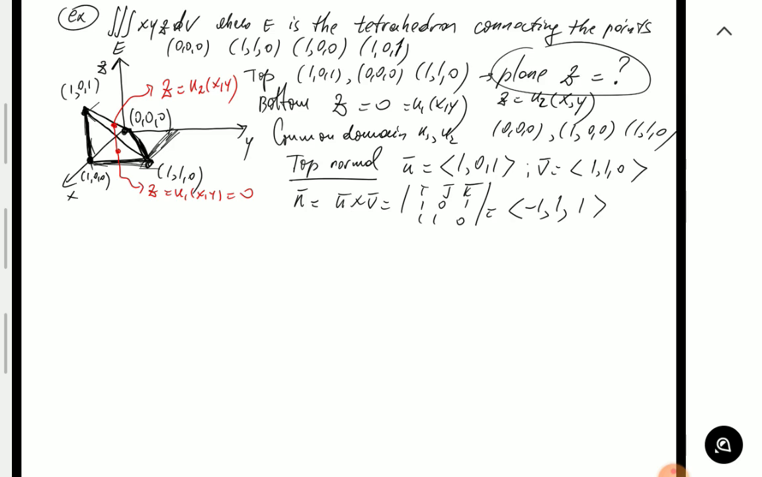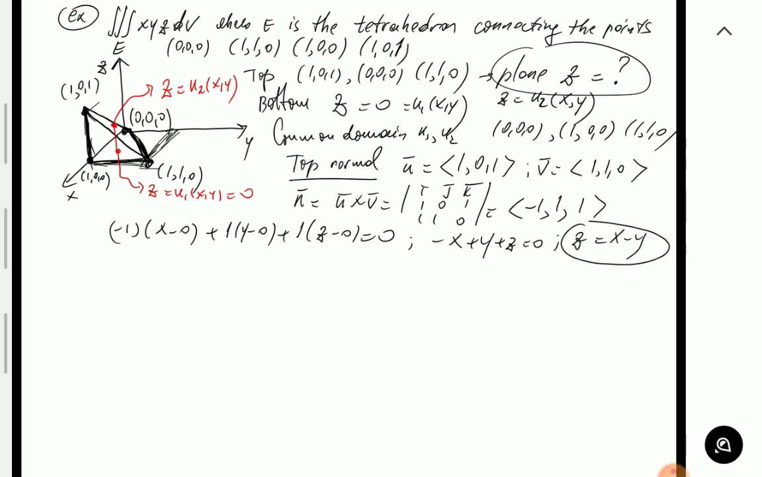To make it easy, I'm using the origin as one of the points on the plane. So the equation of that plane is -1(x - 0) + 1(y - 0) + 1(z - 0) = 0. So that's -x + y + z = 0. And as a function of x and y, that's z = x - y. Okay, so the upper bound on that triple integral is going to be x minus y.